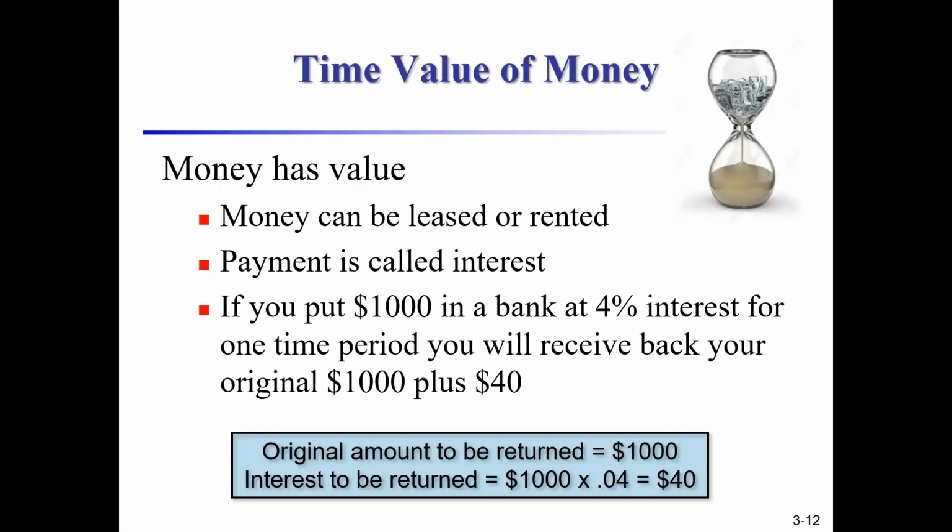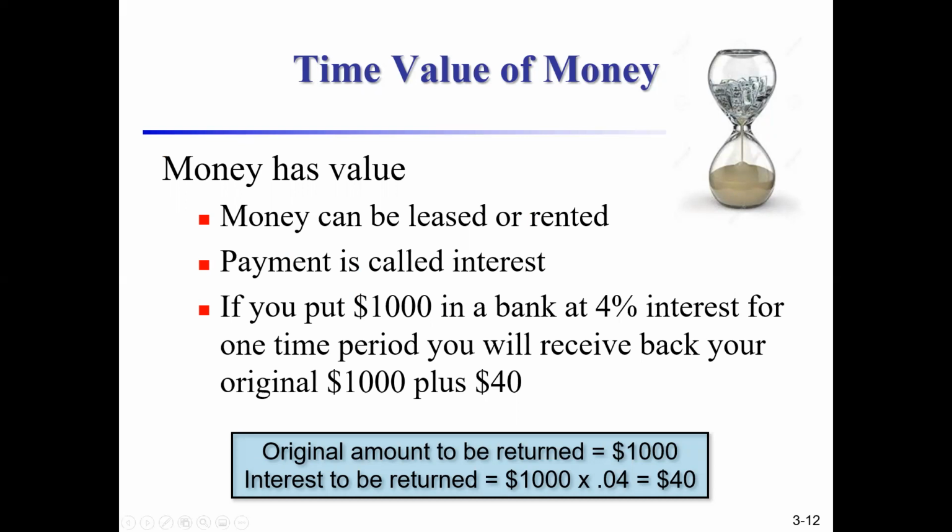So you put $1,000 in the bank at 4% interest for one time period. Could be a year, could be a month, whatever we're saying it is. Most often we talk in years, so if you're not sure, say years. So for one period called a year, you'll receive back your original $1,000 at the end of that loan, plus $40. It was misspoken as $40,000, but it should be plus $40.